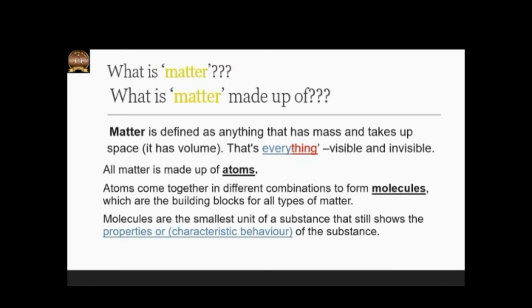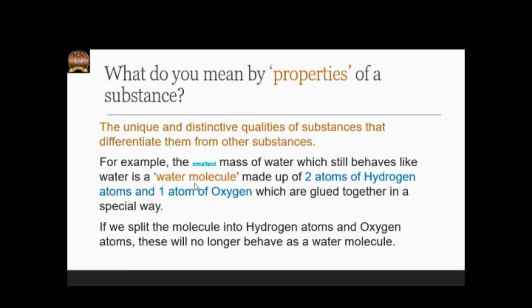Molecules are the smallest unit of a substance that still shows the properties or characteristic behavior of that substance. What do we mean by the word properties or characteristic behavior? Well, the property of a substance is a quality of a substance that allows us to distinguish or differentiate it from any other substance.